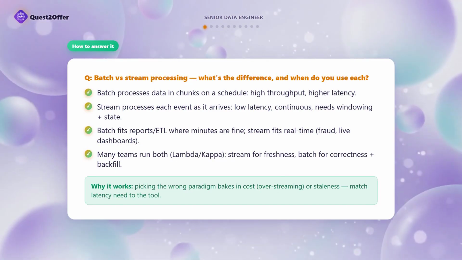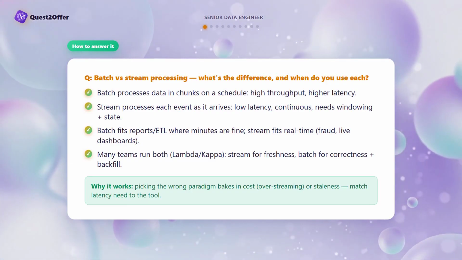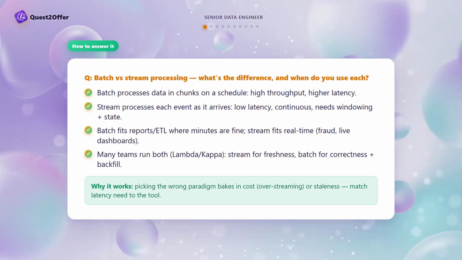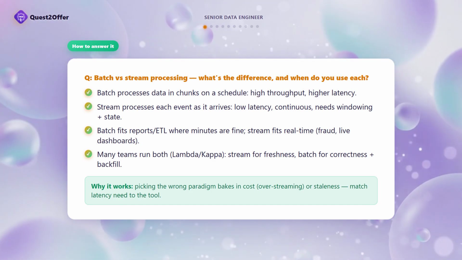Use batch for reports and ETL where minutes are fine. Use streaming for real-time like fraud or live dashboards. Many teams run both, streaming for freshness, batch for correctness and backfill.